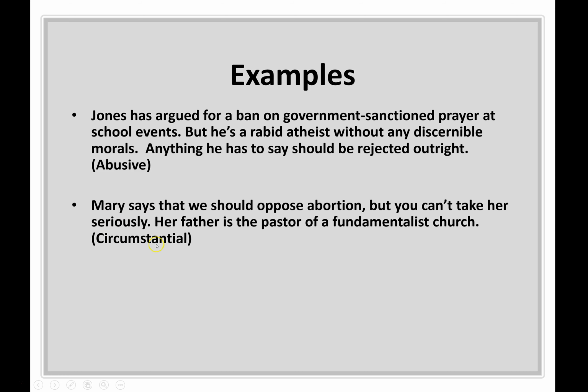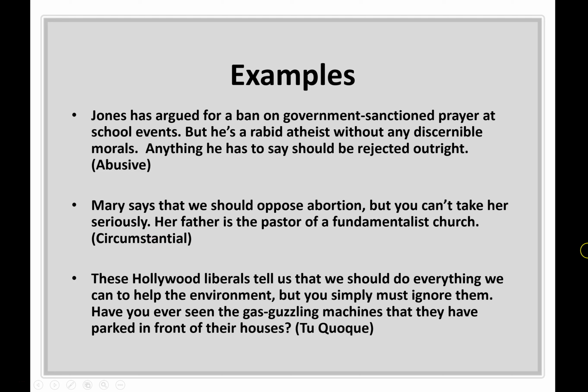Circumstantially, she happens to be the daughter of a pastor, so you shouldn't listen to her. Or these Hollywood liberals tell us that we should do everything we can to help the environment, but you gotta ignore them. Have you ever seen the gas guzzling machines they have parked in front of their houses? And that's known as 2K.